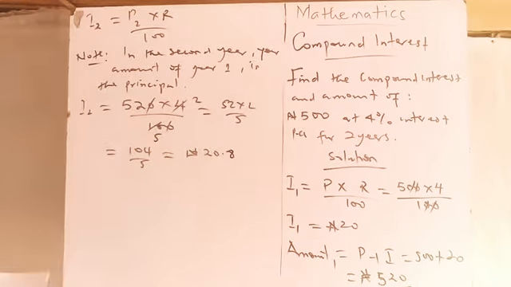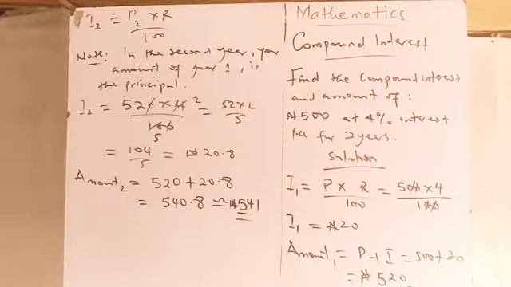Now we're going to add up the numbers right away. 20.8 in that manner. So we're going to have the amount 2. Amount 2 will be 520 plus 20.8, and that will give us 540.8, which is approximately 541 naira. So the amount 2 is 541 naira. So this is how it works.